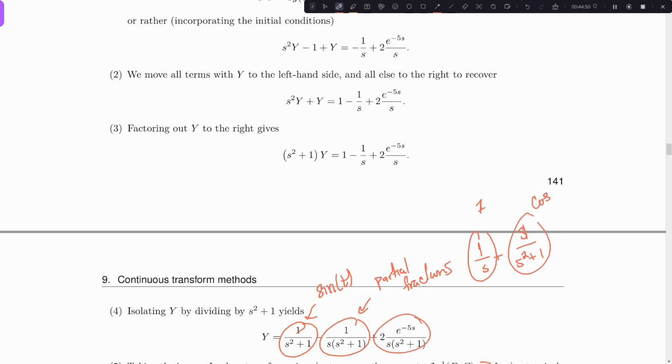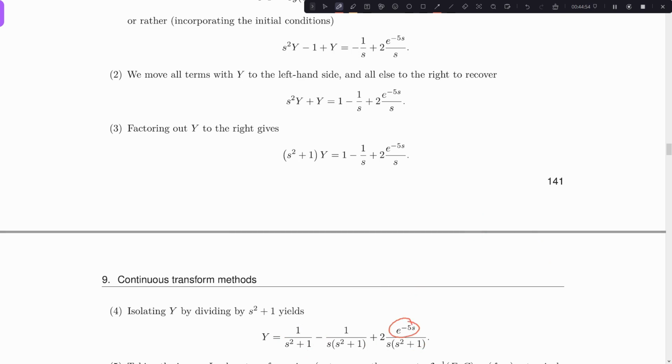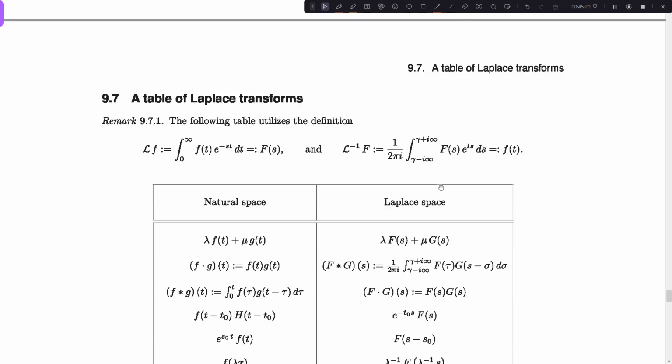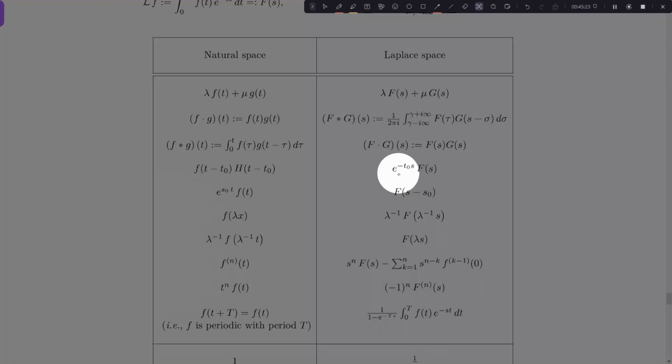If I go to my table, I'm going to jump down to the table now. So I'm multiplying. What does multiplying by e to the minus 5s do to a transform? If I jump down to my table, it's a long chapter, we can see multiplying by e to the minus 5s shifts whatever my inverse transform is going to be by 5, and then I multiply by the Heaviside at 5.